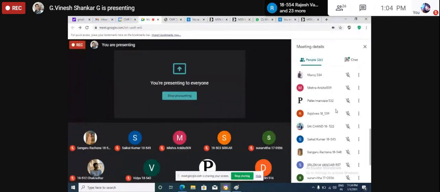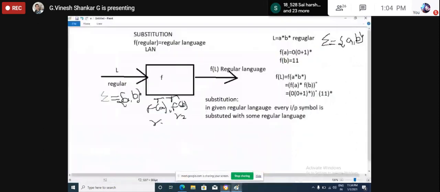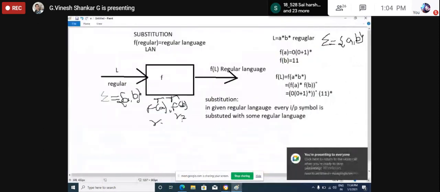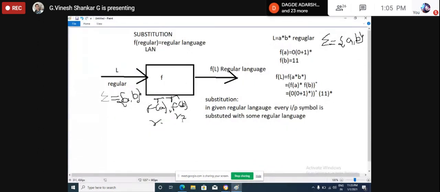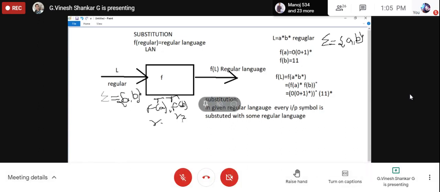Now see, substitution we have done. We will see the next property. Please take these notes properly. Then we will go to the next property, homomorphism. Then we will see inverse homomorphism, then quotient. Afterwards, we will see half, one third of this. There are many properties, but I am explaining a few. The remaining we can do.